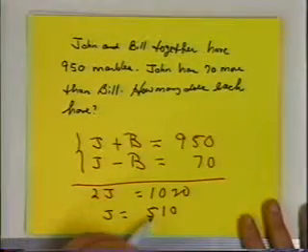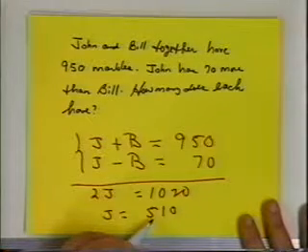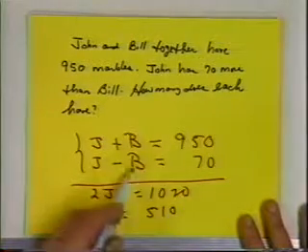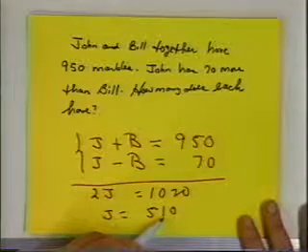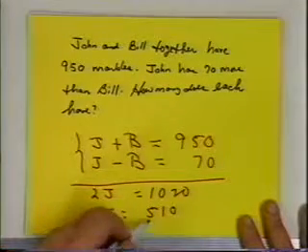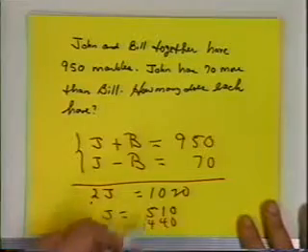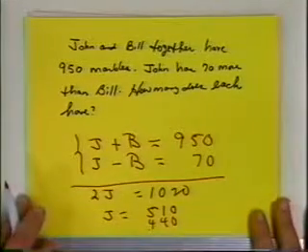Then, can we check this? If J is 510, how many does Bill have? Well, Bill has 70 less. So subtract 70 from the 510, that would be 440. And the 440 and the 510 would be 950.